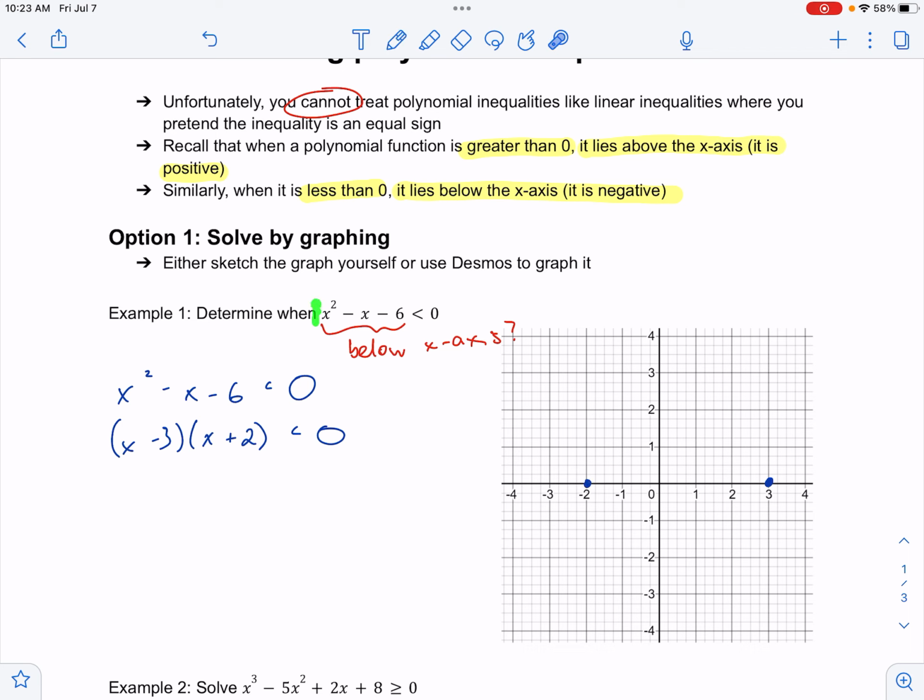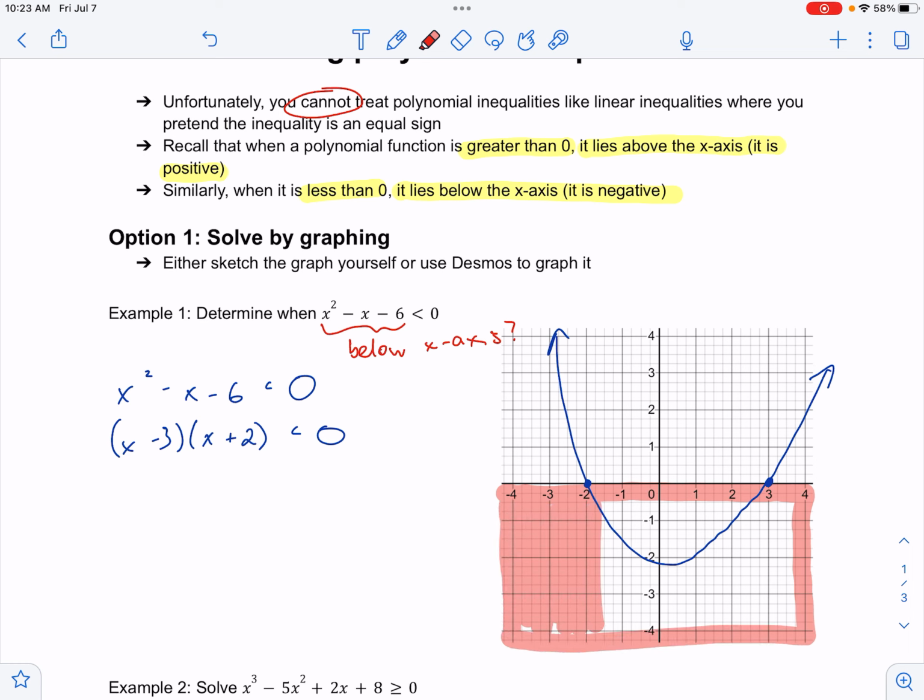My leading coefficient is positive, which means that it's going to be a U shape here. And I'm not really concerning myself with how far down it goes. That doesn't matter for the inequalities. All that really matters is the x-intercepts. So let's go back to our question. Where is this graph below the x-axis? It is below the x-axis between -2 and +3.